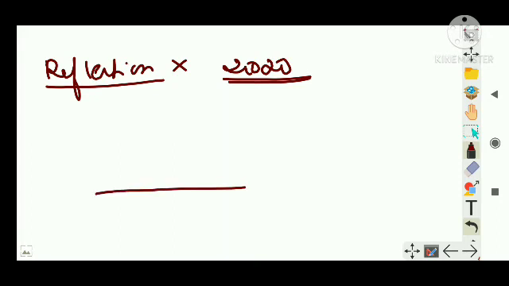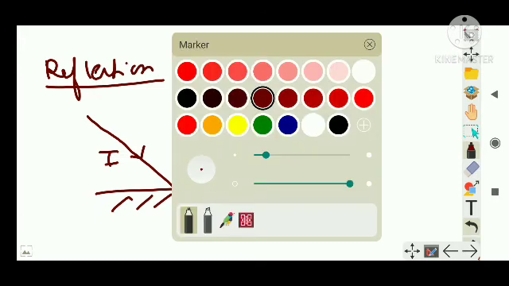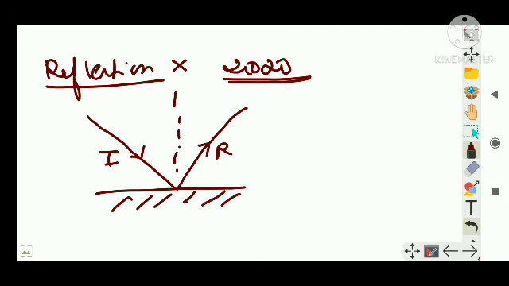When you have a reflecting surface, there will be an incident ray like this, let's say that is I, and it will be reflected back. I will draw a straight dotted line. This is known as the normal, right? Normal N is the line which is perpendicular to the mirror. Let's say this is our plane mirror. So the normal is the line which is perpendicular to the mirror at the point of incidence. This is the point of incidence.